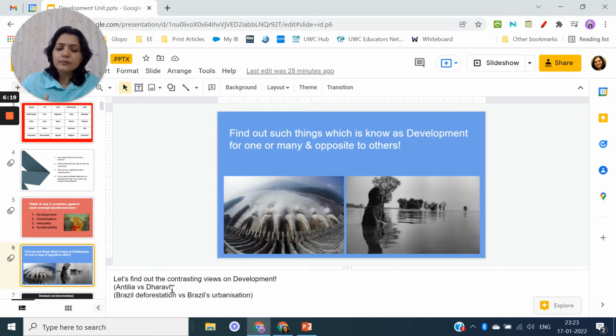So what are the inferences out of all these things? What we are discussing is the different meanings of development, right? There was not a single meaning of development. We all are thinking differently about development.